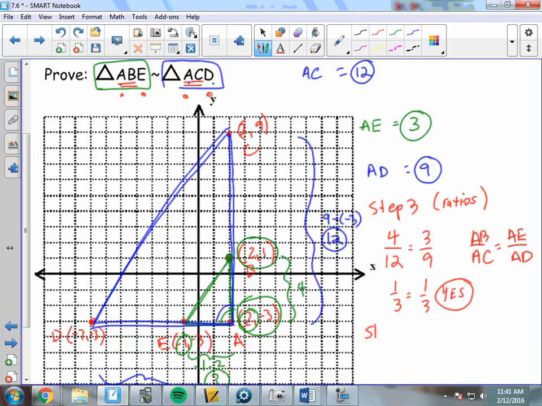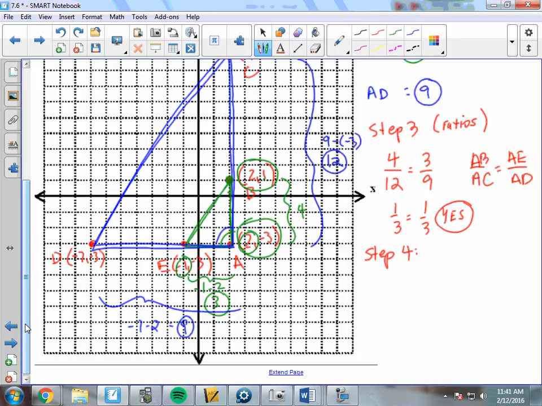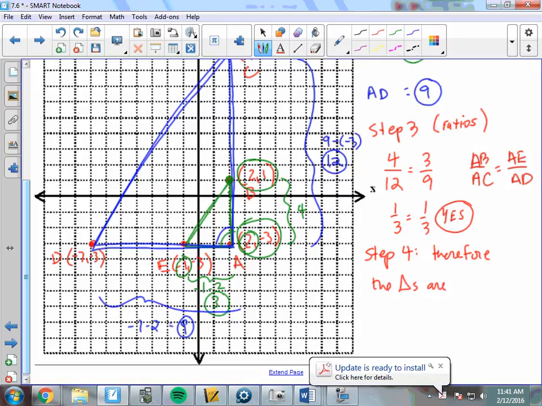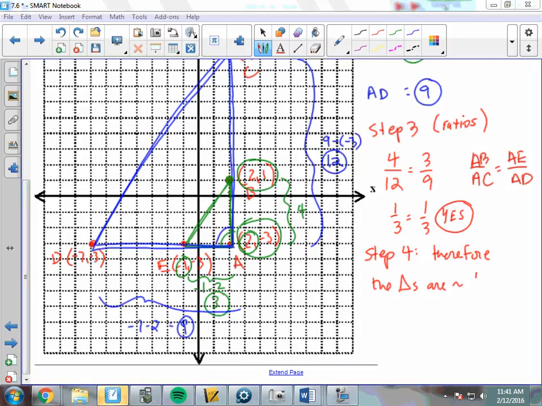So now you write your conclusion. So step 4, you conclude. Therefore, the triangles are similar by side, angle, side, similarity.